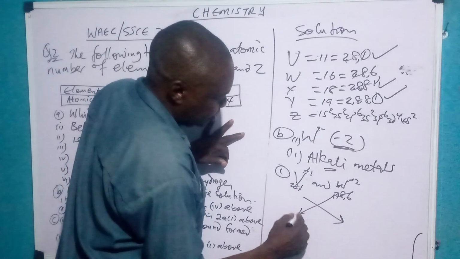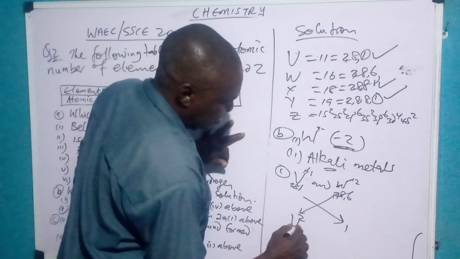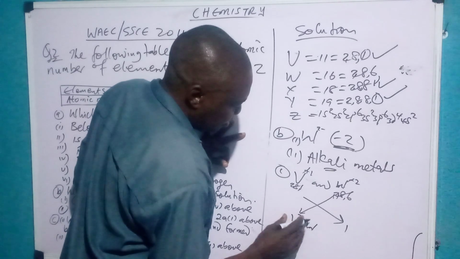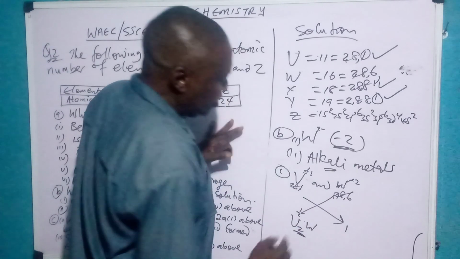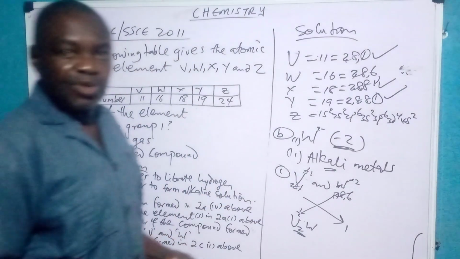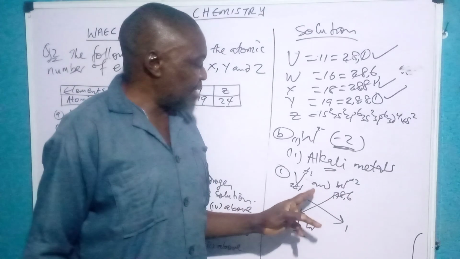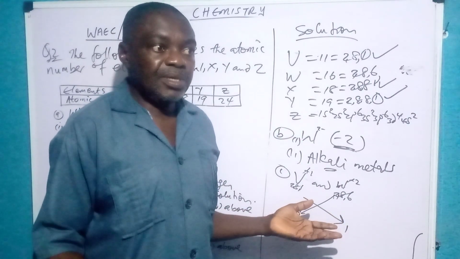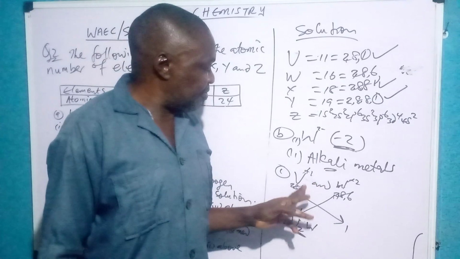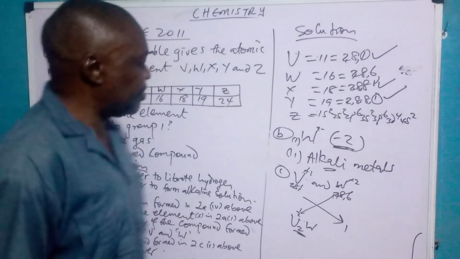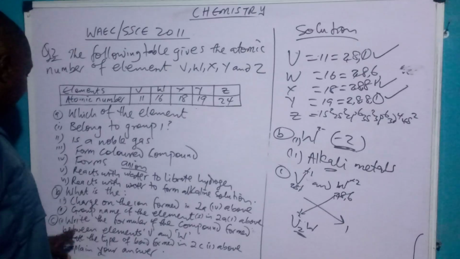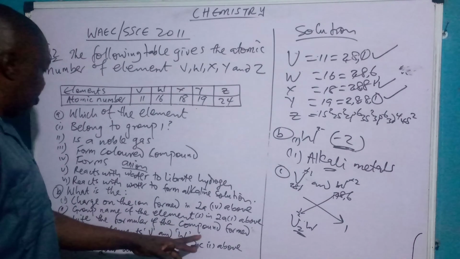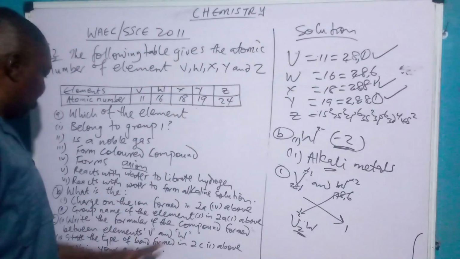So this one now becomes 2 here, 1 here: V2W. So you need 2 of V to combine with 1 of W because W needs 2 electrons, while V only has 1 to give. For the charges to be balanced, you need 2 of this to react with 1 of that. So that's the formula. Write the formula of the compound formed between elements V and W.